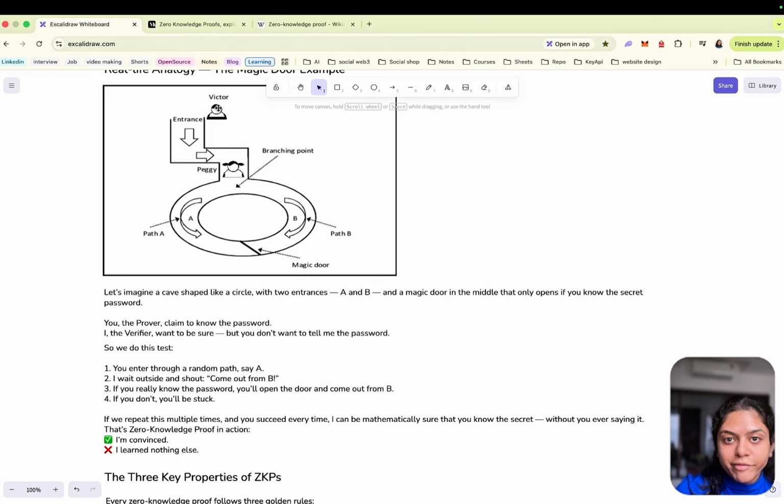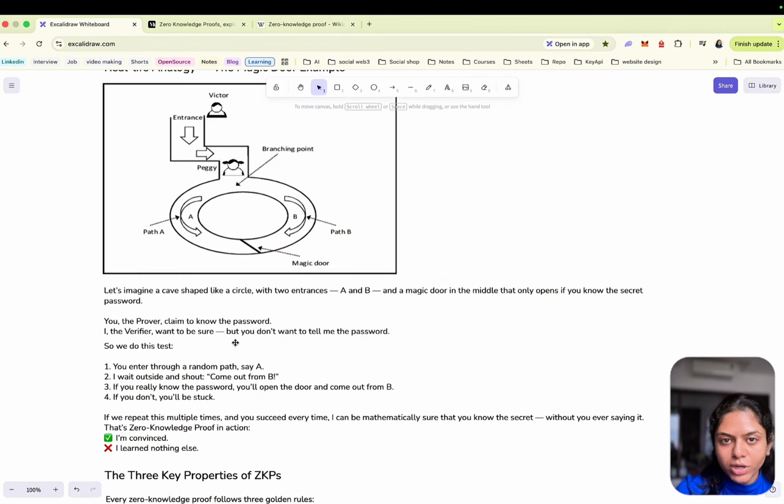So Victor is convinced, and he learned nothing else. He doesn't know the password, but he knows that Peggy knows it. So Victor is convinced, and that is how ZKP works.